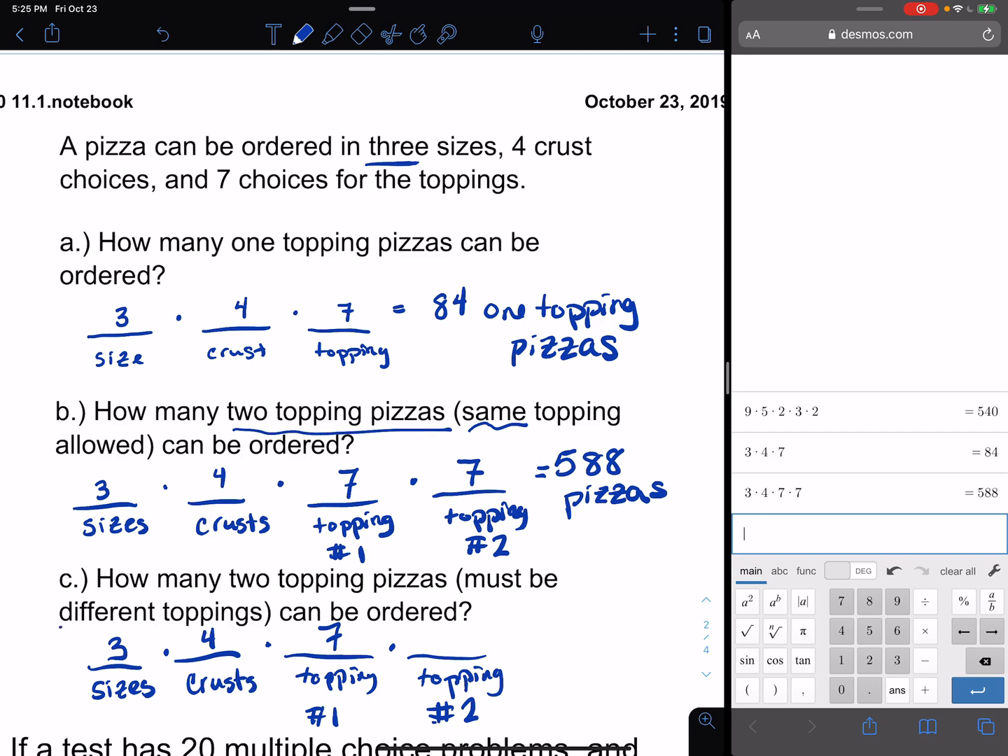But notice they said that they must be different toppings. So if I'm thinking about that second topping, right, one of the toppings is eliminated. If I chose pepperoni as my first topping, then I cannot choose it again for my second topping. So that means I only have 6 options left here. So when I multiply, I have 3 times 4 times 7 times 6. Oh, I missed the 6. 3 times 4 times 7 times 6 gives me 504 different pizzas that are possible.